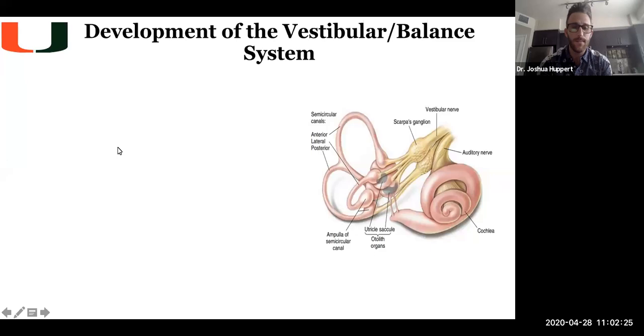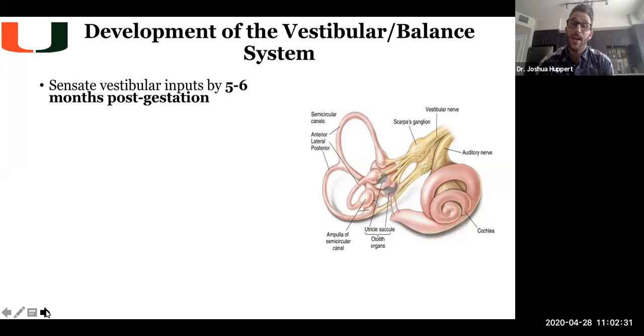So interestingly enough, we know that we sense vestibular input by about 5 to 6 months post-gestation. So it is one of the first sensory systems to start responding. And it is very much doing that by 5 to 6 months of age. So a lot of that input that the mother is receiving from walking, from being acted upon by her environment, the infant is feeling that too. We know that this system is functional at birth.